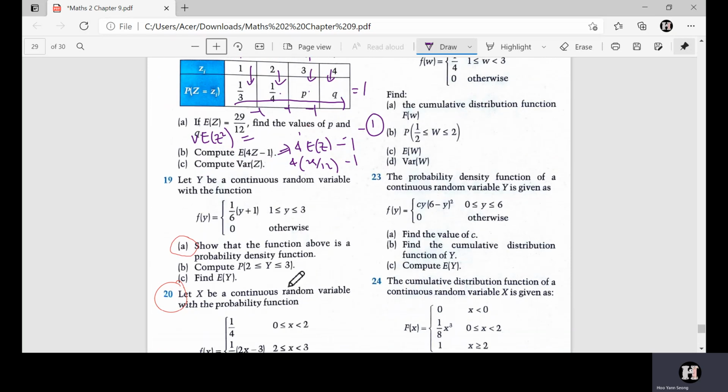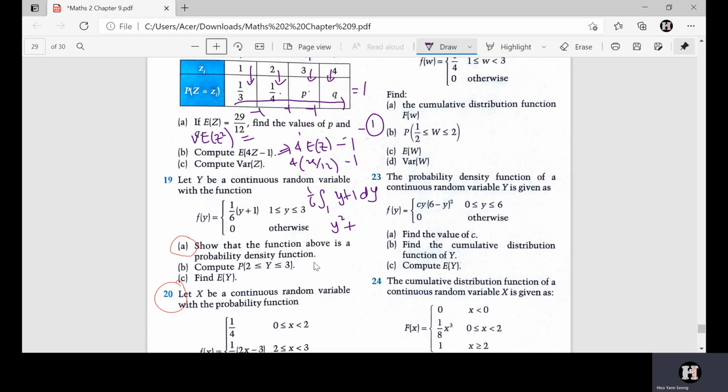And this one, they ask you, it is a continuous random variable. They ask you to show the function is a probability density function. So you just integrate 1 to 3. You integrate 1 to 3. So it's 1 over 6, y plus 1, y. So you're going to have your y square plus, sorry, this one should be 1, 2x.